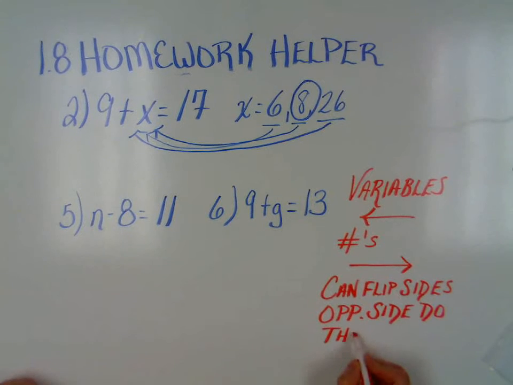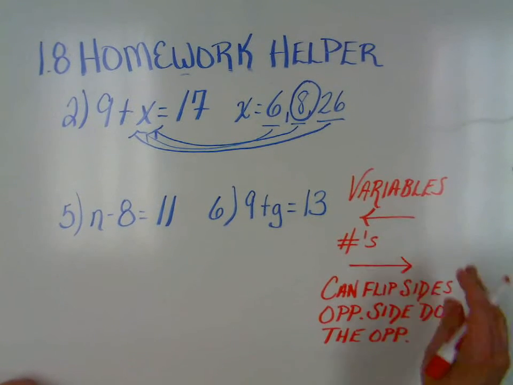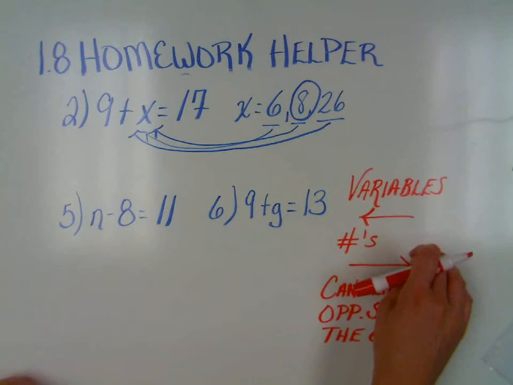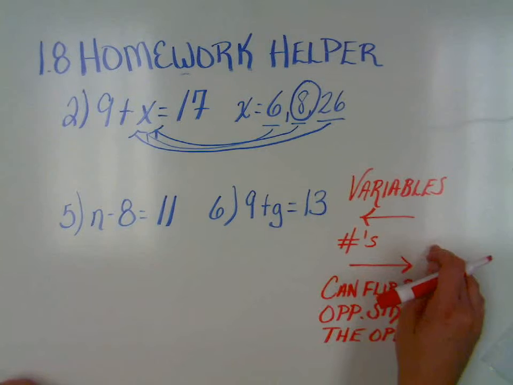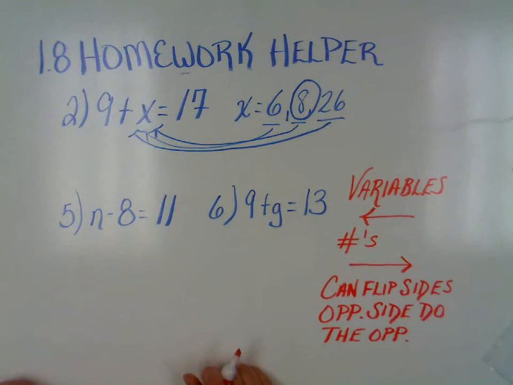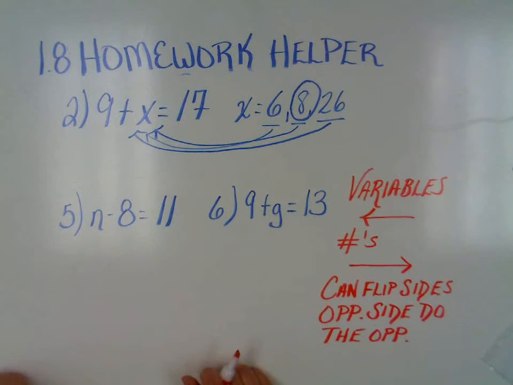When I say opposite side, do the opposite, what I'm talking about is when you are trying to get all these things in the proper location, variables on the left, numbers on the right, your constants, whenever you have to move something to the other side of the equal sign to make that happen, you do the opposite operation. That is to say, for instance, if there was a subtraction sign in front of it originally, when I move it, I'm going to add it.